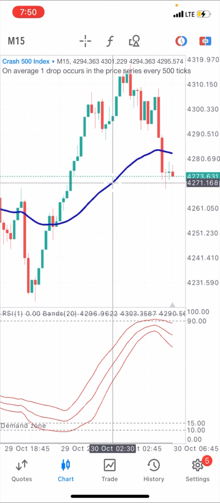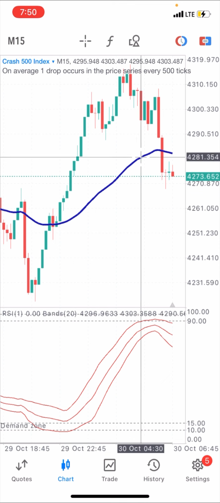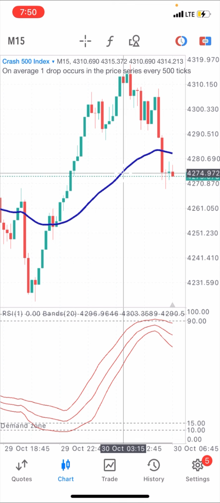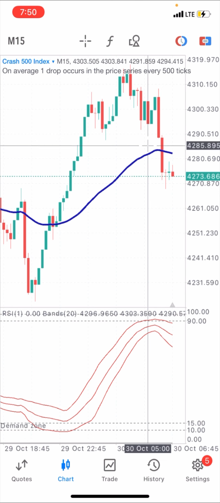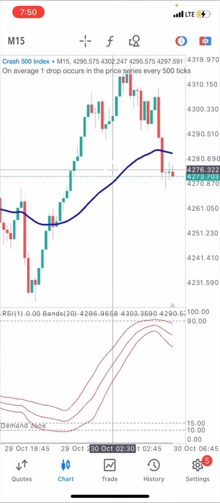All right, so this is the blue moving average on my main chart right now. This blue line you are seeing here. All right, so you're done setting that up.